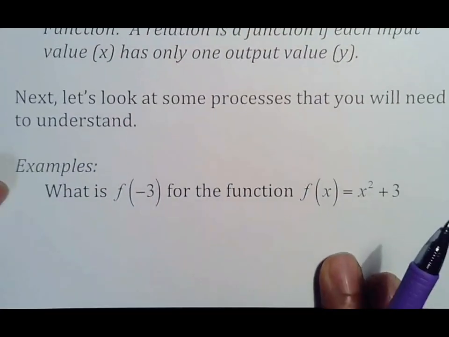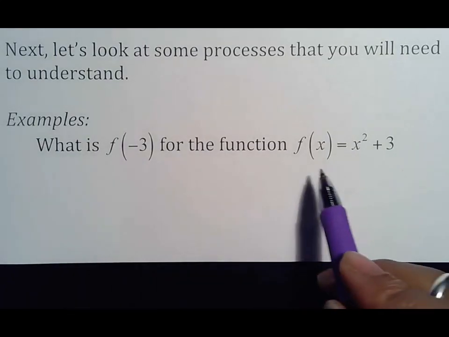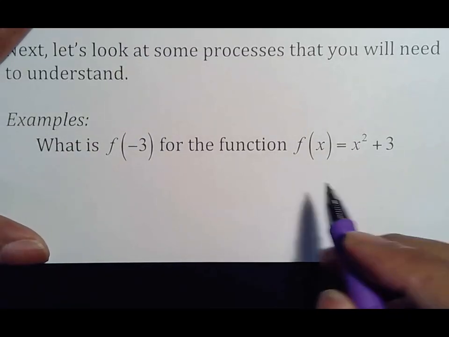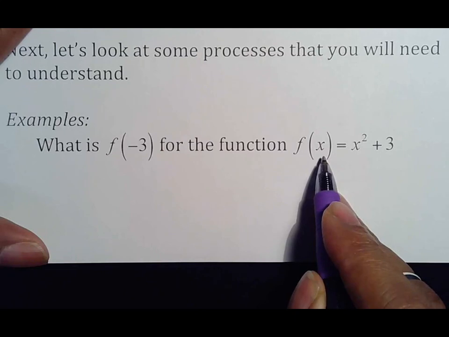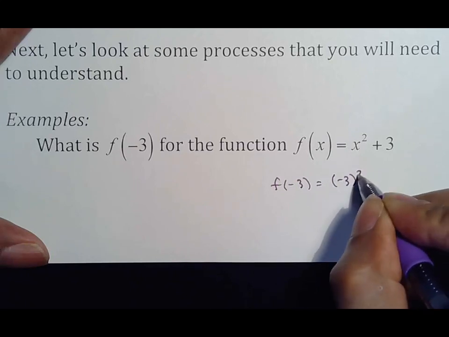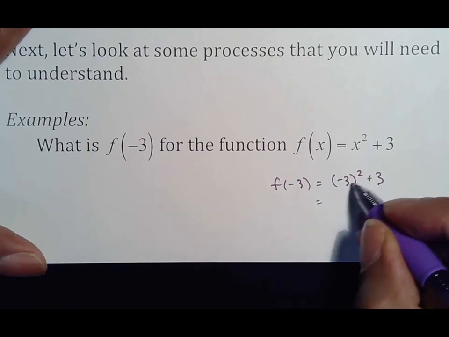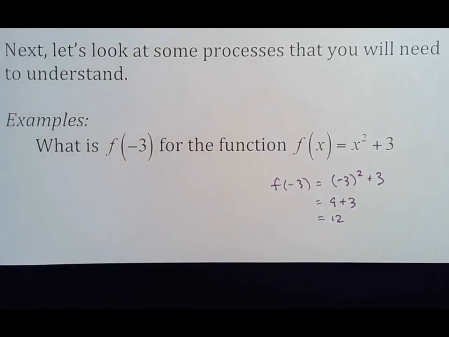So let's look at some processes that we need to understand, because again, this is a specialized chapter, and we need to make sure we know what's going on. If they want to know f of negative 3 for the function f of x equals x squared plus 3, we look at this and say, alright, negative 3. f of x means turn that x into negative 3, so f of negative 3 is negative 3 squared plus 3. Negative 3 squared means negative 3 times negative 3, which is positive 9, and you end up with the answer of 12. So again, that's one process you're going to see as you work through that.